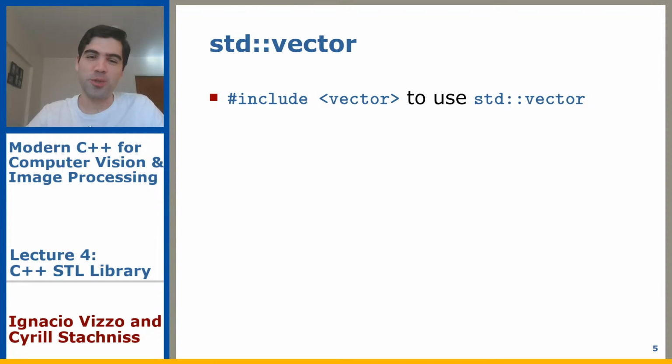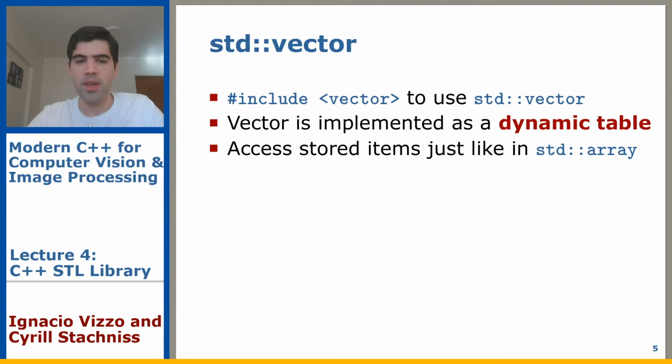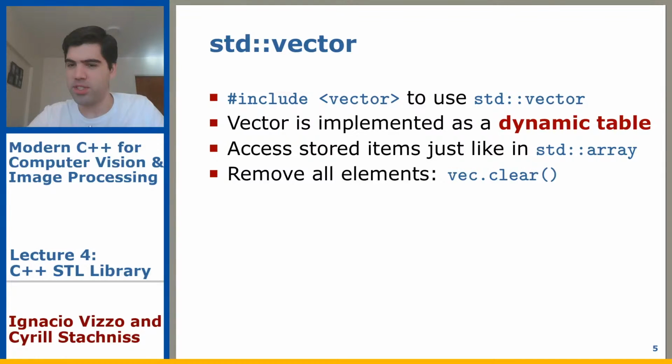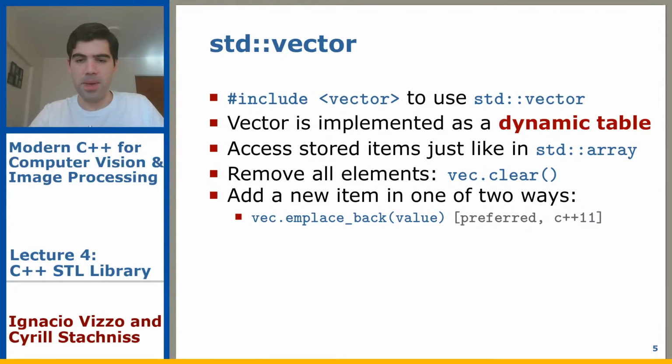Analogously, to use vector, you need to include the vector header file. This is implemented as a dynamic table, and to access stored items you can do it just like in an array with the square bracket operator. If you want to remove, for example, all the elements, just call the clear function. And then basically you have 2 ways of adding new elements to the container. One is emplace_back, that is the preferred way of doing it.